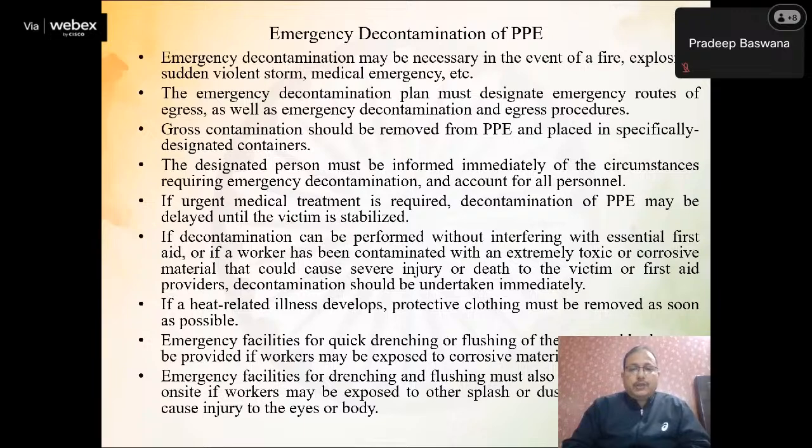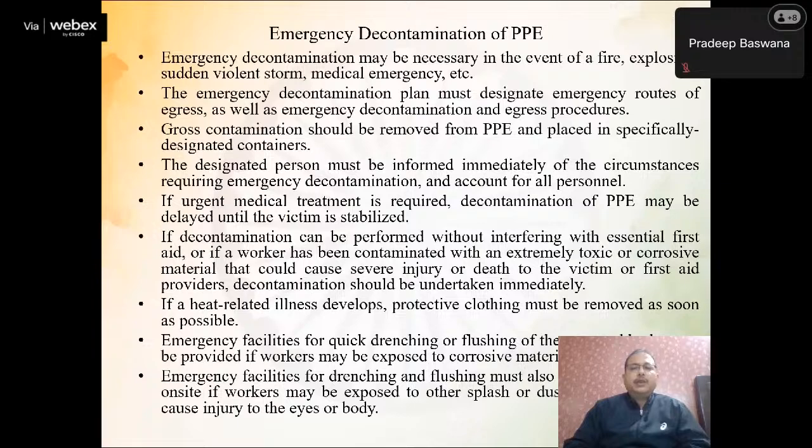Now, emergency decontamination of PPE. Emergency decontamination is again a big requirement and may be necessary in the event of fire, explosion, sudden violent storm, medical emergency, etc. The emergency decontamination plan must designate emergency routes of egress as well as emergency decon and egress procedures. Gross contamination should be removed from PPE and placed in specifically designated containers. The designated persons must be informed immediately of the circumstances requiring emergency decontamination and account for all personnel.